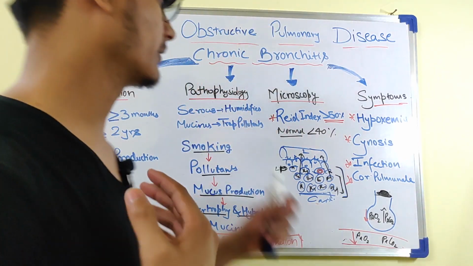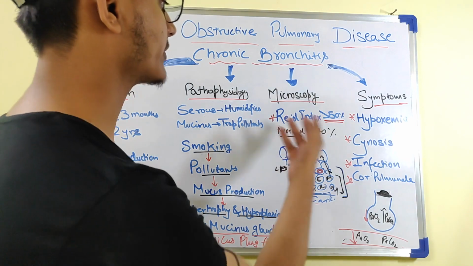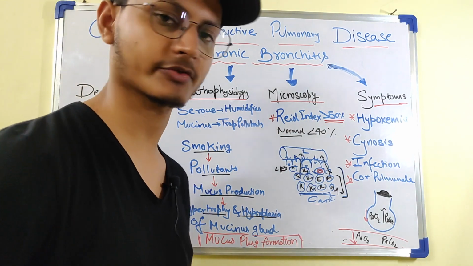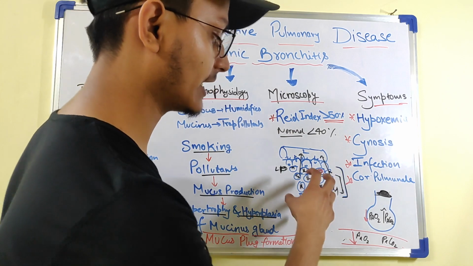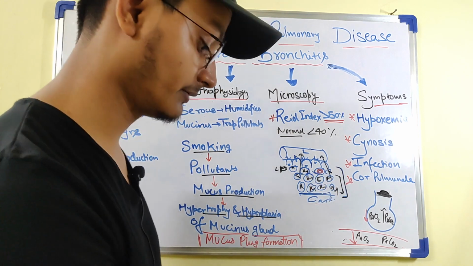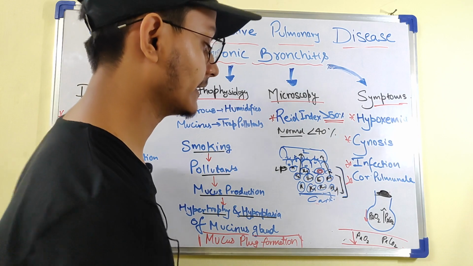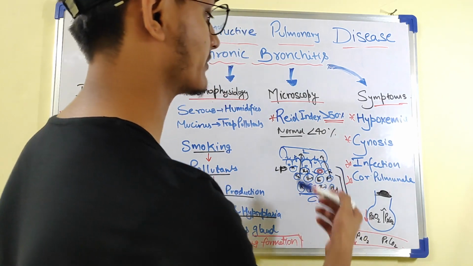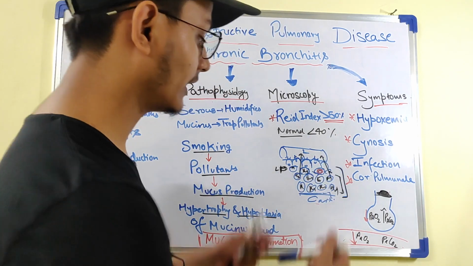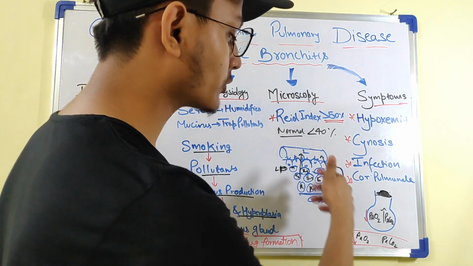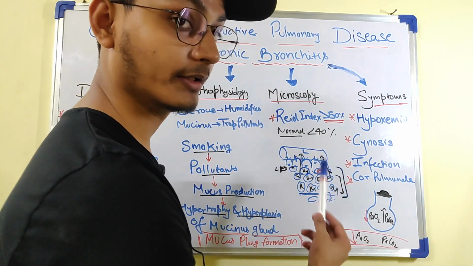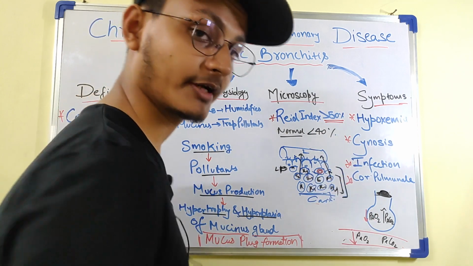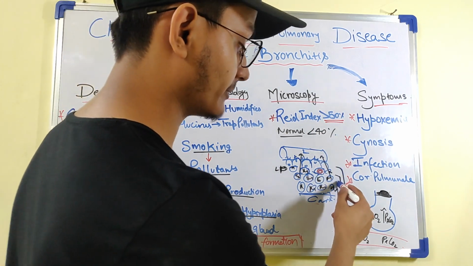Okay, now coming onto the microscopy, we see that there is an increase in Reed index. What is Reed index? Reed index is basically the area that is covered by the mucinous gland in the cross section that we see of the bronchial wall. The area that is covered by the mucinous gland is represented by the Reed index. Fine. Now this area out of the total area that we see is normally supposed to be less than 40%. Fine. Now this is about 40%.